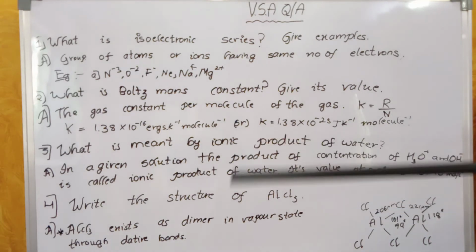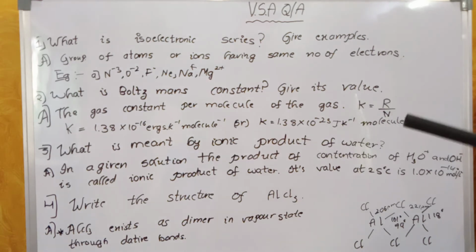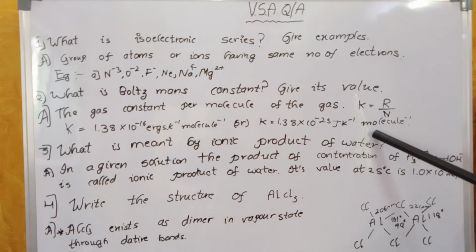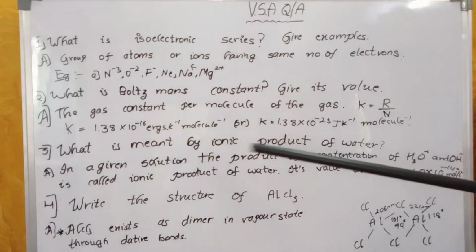And the third question, what is meant by ionic product of water? Here if you observe, water has two ions. One is H plus ion and the second one is OH minus ion. But H plus ion does not actually exist, so instead of H plus ion, it is taken as hydronium ion. We are considering hydronium ion. So in water, the two ions, either H plus or H3O plus, and OH minus ions are there. The product of these two ions existing in water is called ionic product of water.